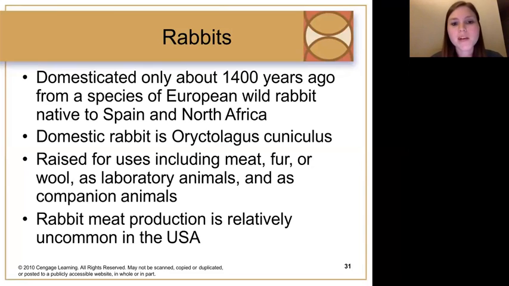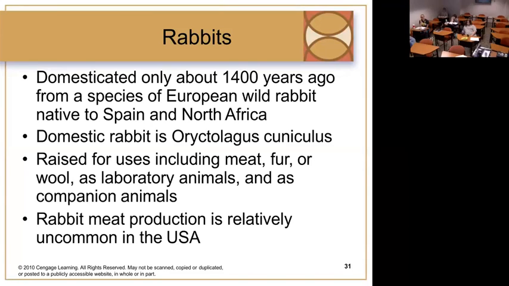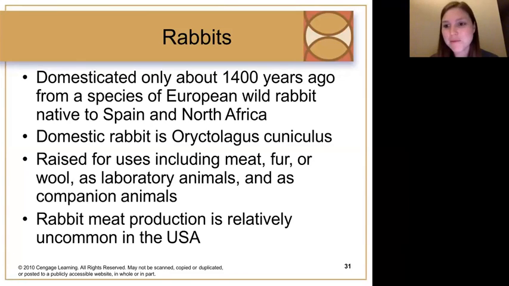So rabbits were domesticated only about 1,400 years ago from a species of European wild rabbit that was native to Spain and North Africa. So the domestic rabbit is called that word that I'm not even going to attempt to pronounce. I will not expect you to have to spell that. Nope, you're not going to have to spell that one because I don't even want to try to say it. So rabbits are typically raised for uses including meat, fur, or wool. They can be used as lab animals, as companion animals.